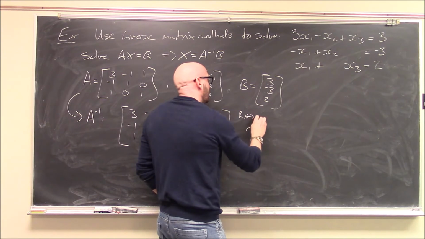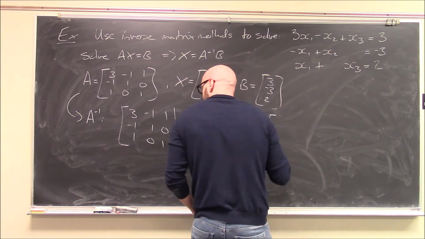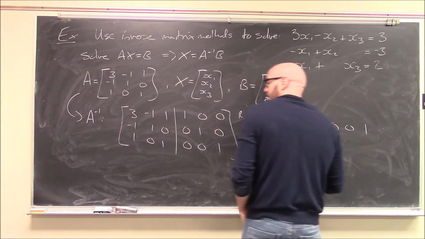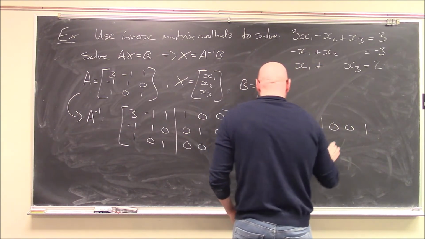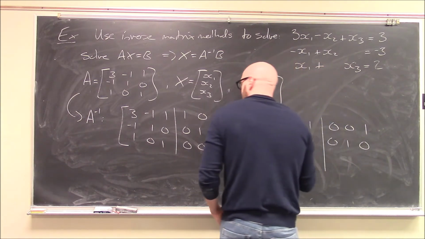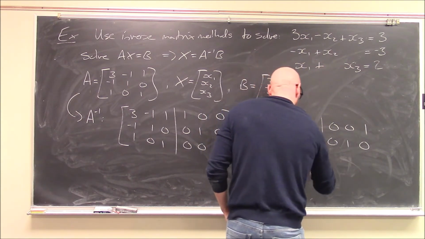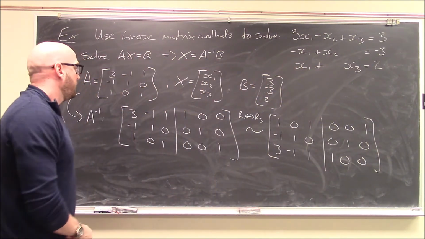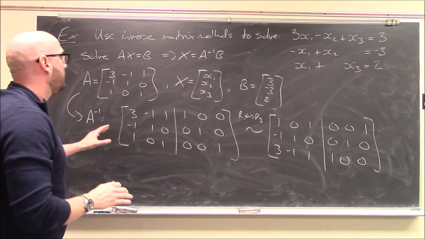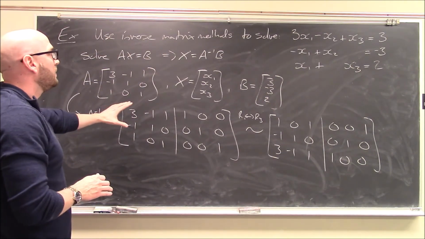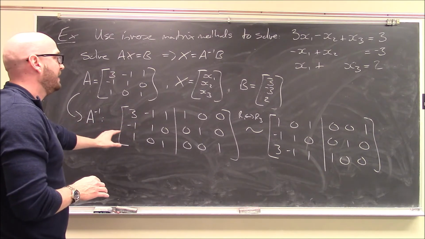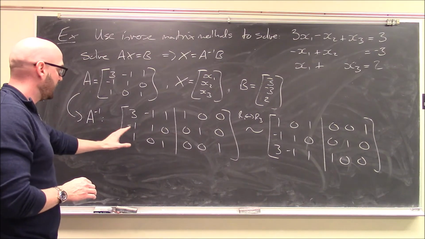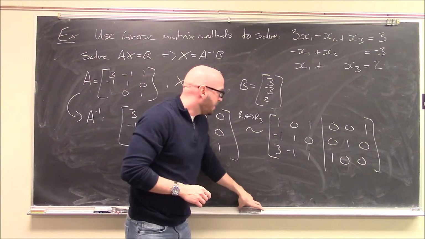Row 1, we'll flip that with row 3. And we'll have 1, 0, 1, 0, 0, 1, minus 1, 1, 0, 0, 1, 0, and 3, minus 1, 1, 1, 0, 0. And before we go any further, let's just stop and check very quickly. Have we made any copying errors or anything like that? Everything looks okay.